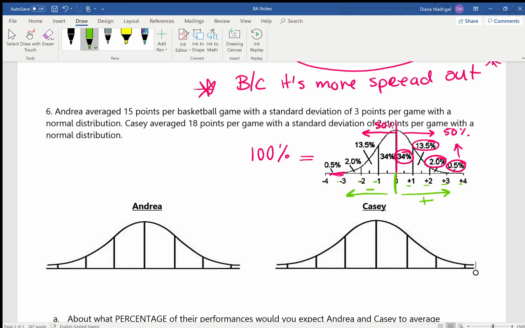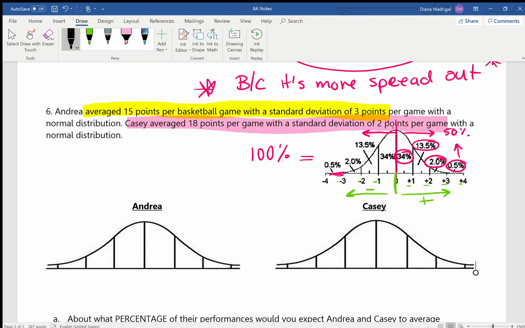It says Andrea averaged 15 points per basketball game with a standard deviation of 3 points per game with a normal distribution. Casey averaged 18 points per game with a standard deviation of 2 points per game.